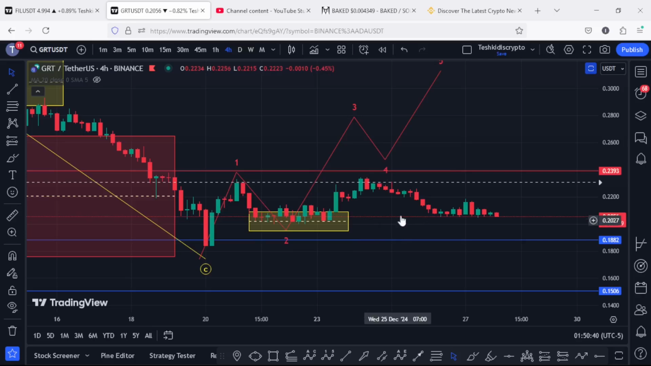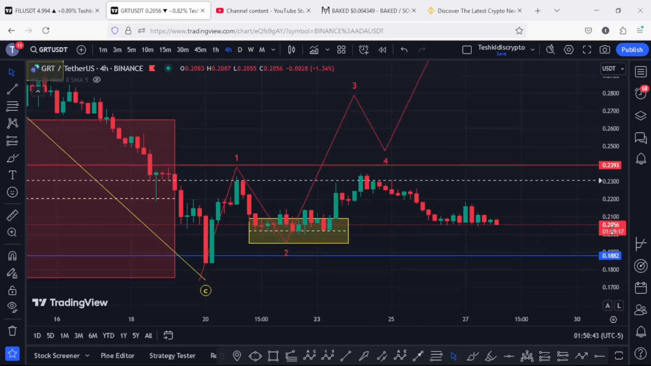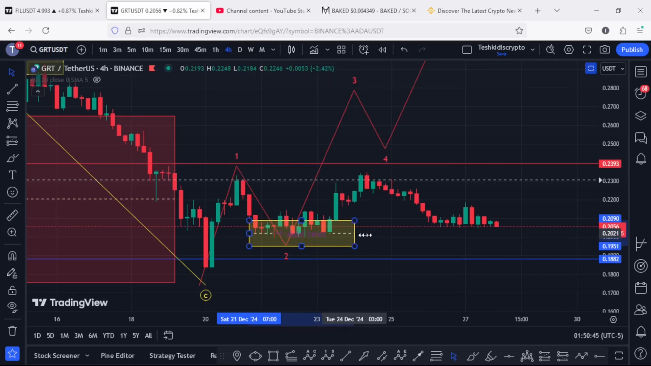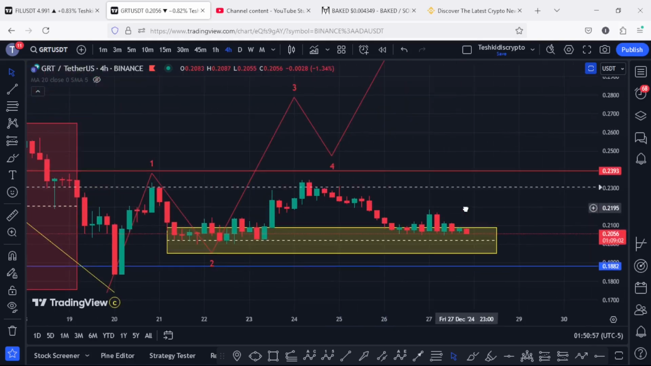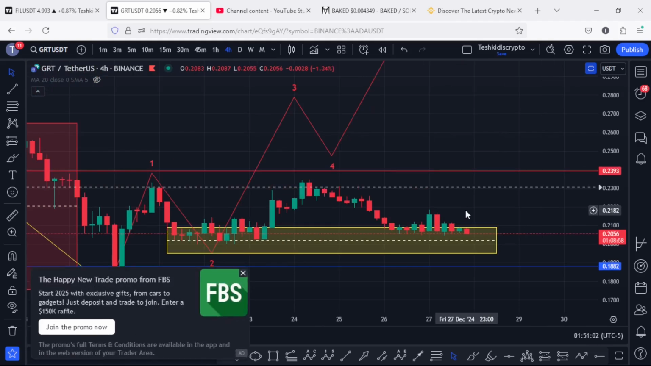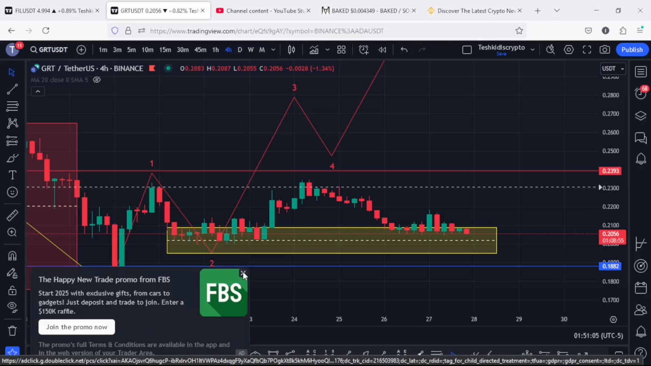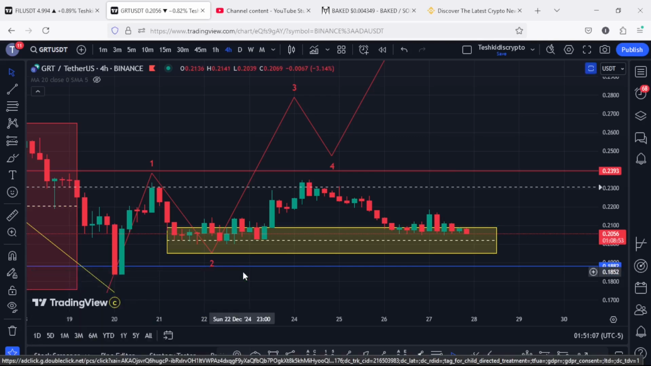GRT at the time of this recording is giving us a bit of a breakdown move, and we continue to hold within our key area of support between the 0.29 and the 0.1951. In today's update video I will be discussing the most significant key areas of support that we need to pay attention to, basing my analysis on the additive structures and the Fibonacci's.